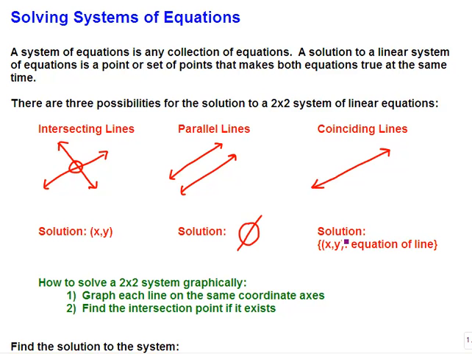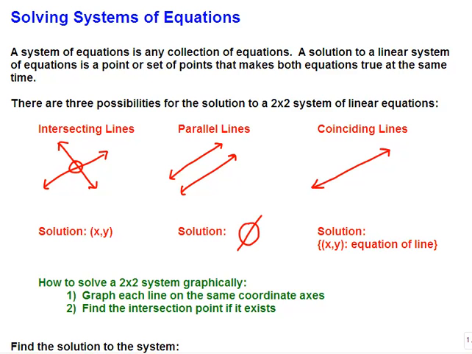So your solution is going to look like the equation of a line. And we have a fancy way of writing that with these curly braces, parentheses x comma y, colon, and then you write whichever equation of your line that you want. You can pick that. So your 3 possibilities would be intersecting lines, which have a single point as an answer, parallel lines, which have no solution, or coinciding lines, which would be the equation of a line for your answer. And we will see examples of all 3 of these.